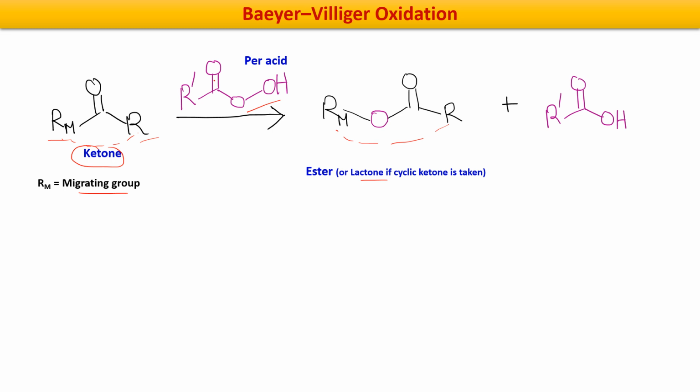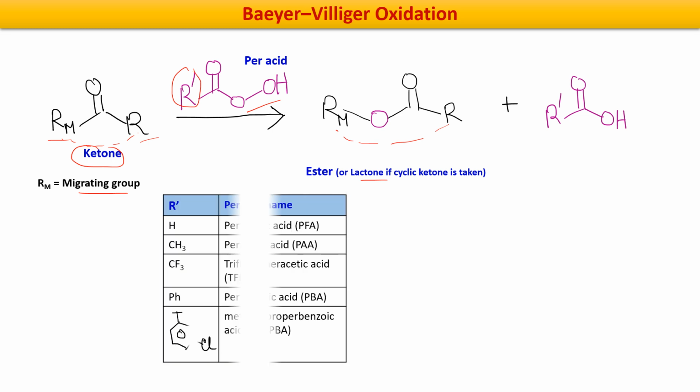Now this peracid, depending on what type of R prime you have taken, can be of different varieties. In this table you can see, depending on your R prime, it may be H, CH3, CF3, Ph, and then we have metachloroperbenzoic acid. So instead of the Ph group, if at the meta position you have chlorine, this reagent is called metachloroperbenzoic acid. This is the connection point that I have drawn in this way.